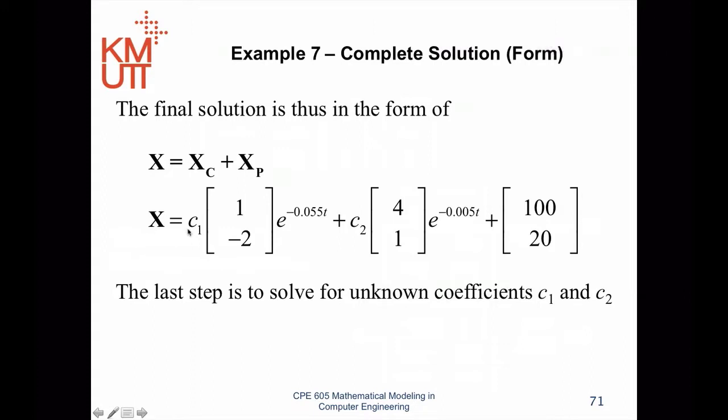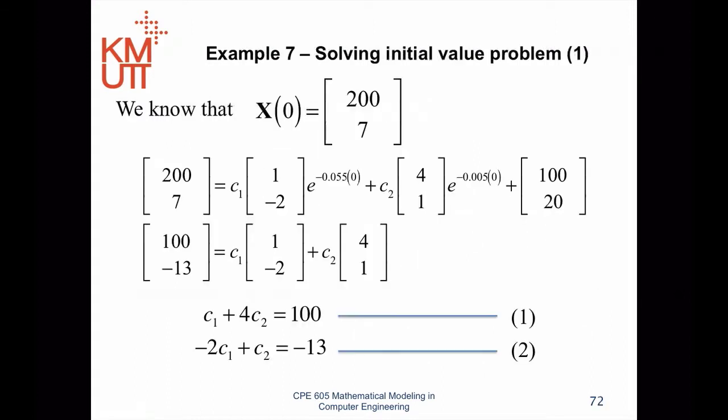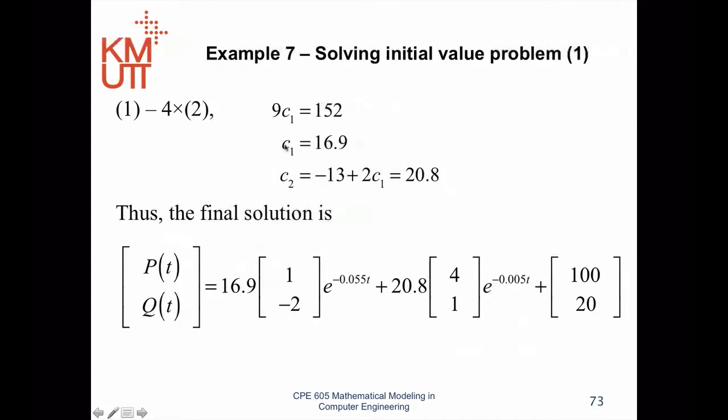Only two unknowns remain, C1 and C2, which can be determined from the initial condition. We have the initial condition x0 equals 207. Substitute 207 into the left hand side and 0 into the right hand side. Then we have this equation, which consists of these two equations. Solving the two equations, we have C1 equals 16.9 and C2 equals 20.8. Plugging these two constants into the equation, we have the final solution P(t) and Q(t) in this form.